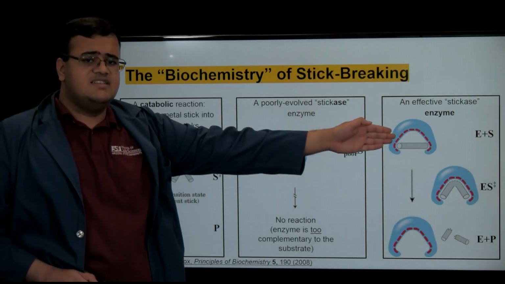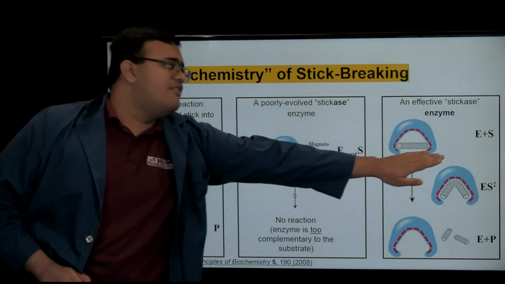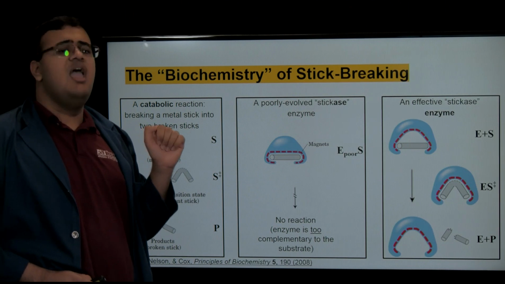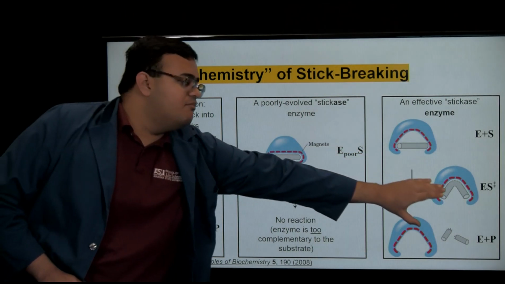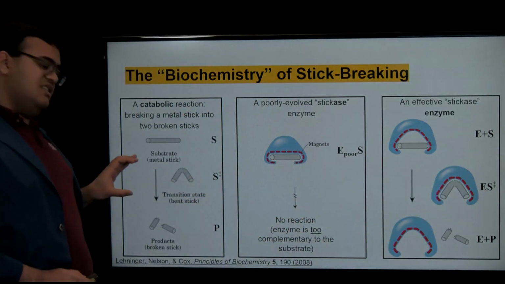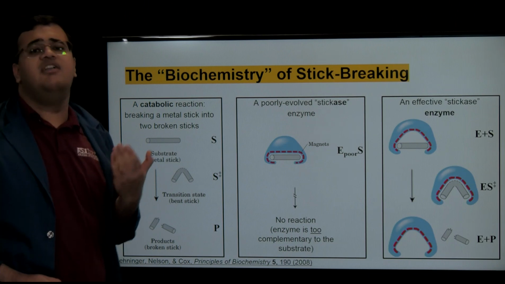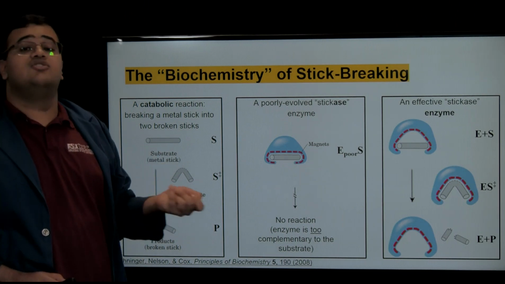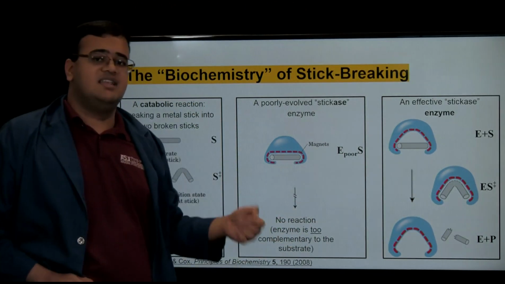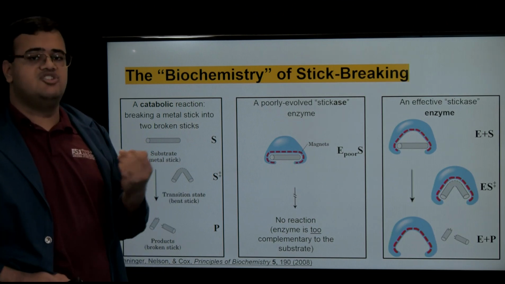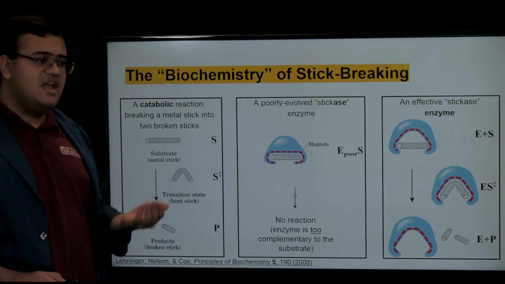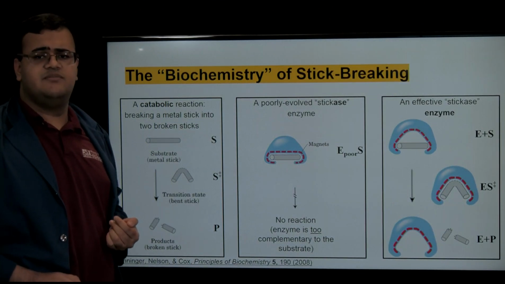So with an effective stickase enzyme, we can see here the substrate's coming in. We have E plus S, and it doesn't bind it perfectly like this poorly evolved enzyme. However, it binds the substrate such that the transition state, the bent stick, fits in there perfectly. Now, bent sticks aren't very stable. Once you bend a metal stick, it's going to snap. So the reaction goes, and you end up with products. However, because the enzyme is shaped to fit the transition state very well rather than the products, the products can easily diffuse away. And that's basically how the biochemistry of enzymes works.